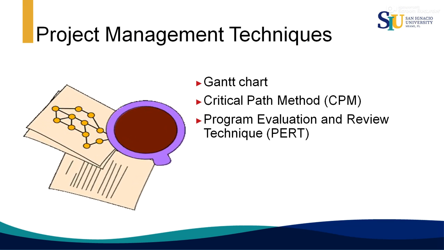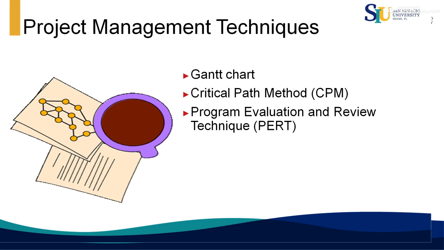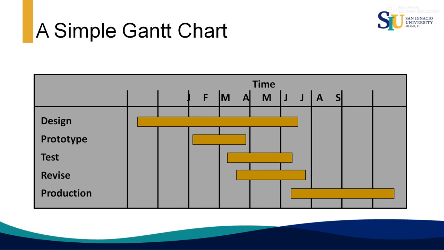There are certain project management techniques, among them Gantt charts, the critical path method, and the program evaluation and review technique, PERT. As for a Gantt chart, maybe you are familiar with this. You have several activities and different months or times. Then you have different activities like design, prototype, test, revise, production. The length of the bars that you see in a Gantt chart is the duration of the activities, and some activities cannot begin until the previous activity has been completed.